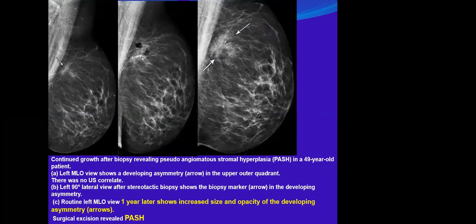And this is another example of pseudoangiomatous stromal hyperplasia, also demonstrating increase or progression since the earliest mammogram. In the second mammogram, this area reflects the site of biopsy, and it was pseudoangiomatous stromal hyperplasia. However, after the follow-up that demonstrated progression of the lesion, surgical excision revealed also just pseudoangiomatous stromal hyperplasia.